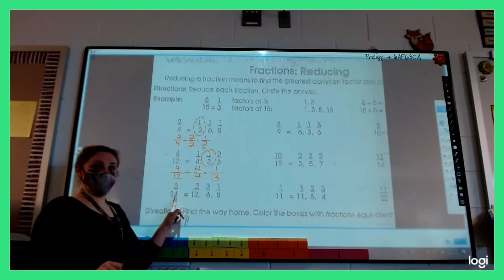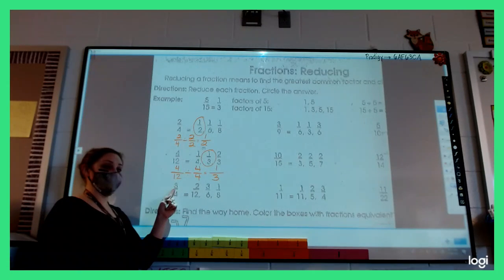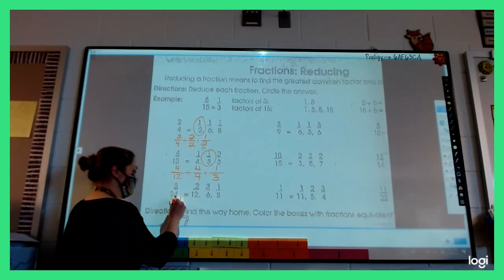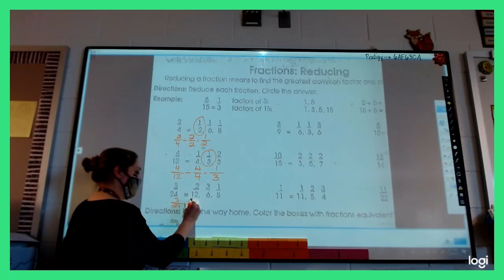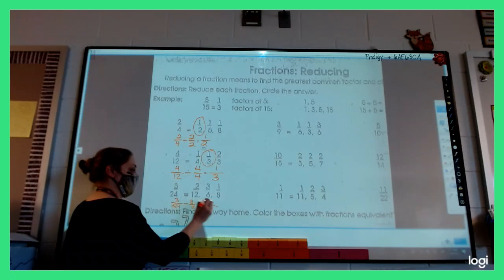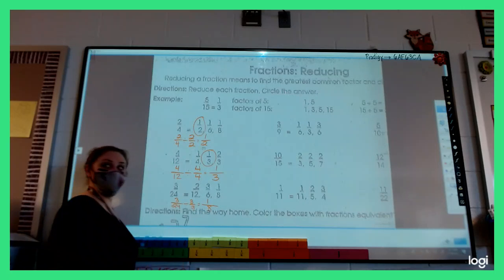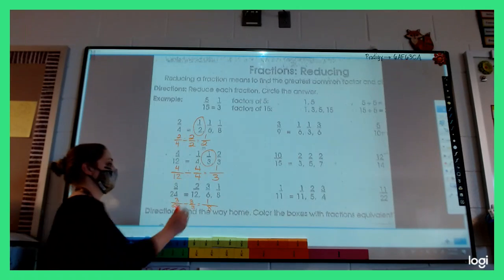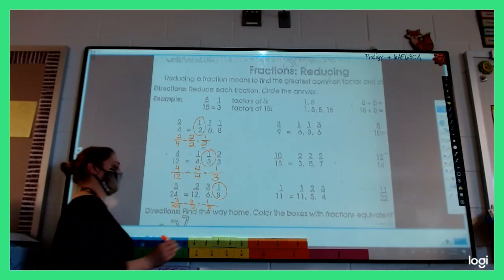So on this next one, are you guys going to check to see if we can divide 24 by 3? Yeah. Can we? Yes. Let's do it. Last one I'm going to do with you up here. 3/24 divided by 3/3. 3 divided by 3 is 1. And 24 divided by 3, I'm getting 8. So 1/8 is what we need to circle.